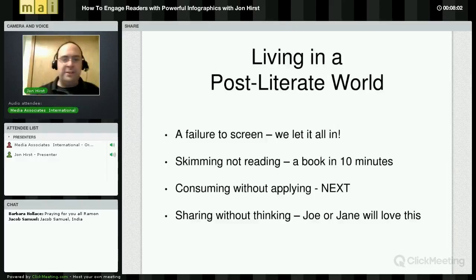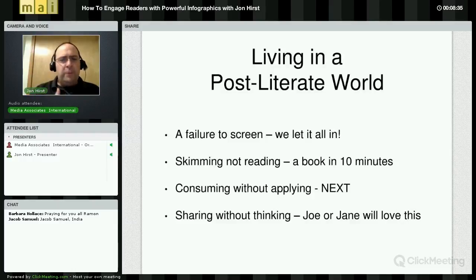Just a few things to note about post-literate people is there's really a failure to screen. They don't screen content well. They let it all in, like on Facebook or Twitter or YouTube. They also skim. I think with post-literate people, they don't read books for the enjoyment of sitting down with a book and opening the pages and that sort of thing. They tend to skim books for information. And so it's a different kind of engagement with the content.